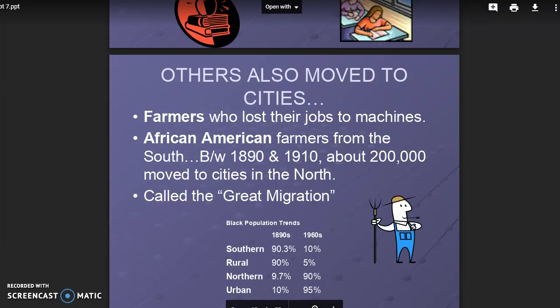Question 15 is asking what other groups moved to the cities and why. And then it asks what is the Great Migration. Read along with me. Others also moved to the cities. The two groups you're looking at are farmers and African Americans. Farmers moved to the city because they lost their jobs to machines. African Americans came here because that's where the jobs were. So when you are defining what is the Great Migration, it is the mass movement of African Americans from the South to the North for jobs. And they settled in cities. Please write that down for question number 15.